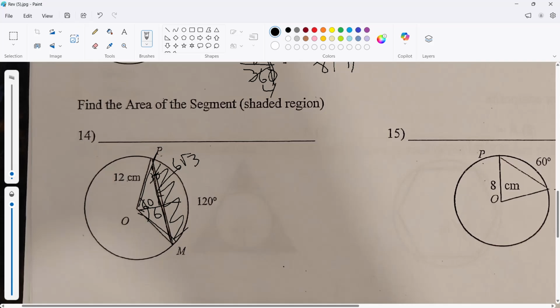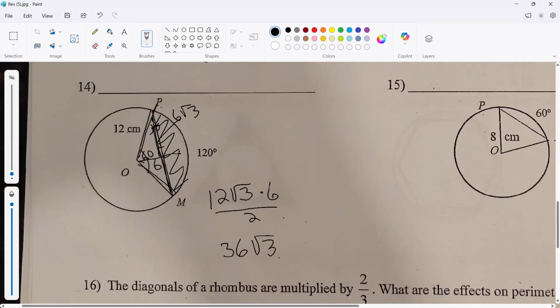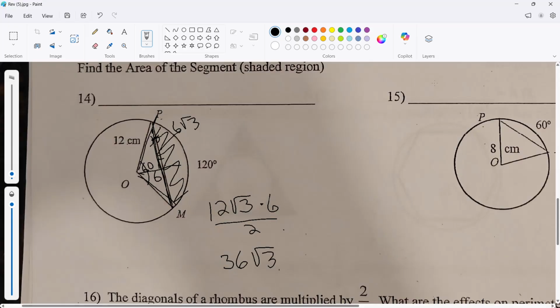So the whole base of the triangle is 12 square root of 3, twice that, and I multiply that by the height, which is 6, and divide by 2. So that's going to be 36 square root of 3. That is the area of the triangle that I will subtract from the area of the sector.